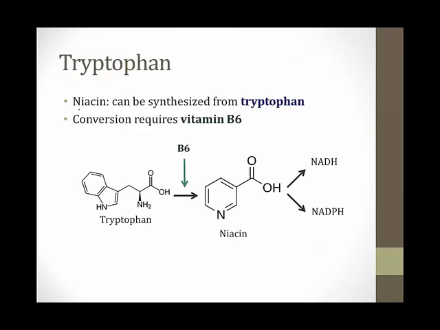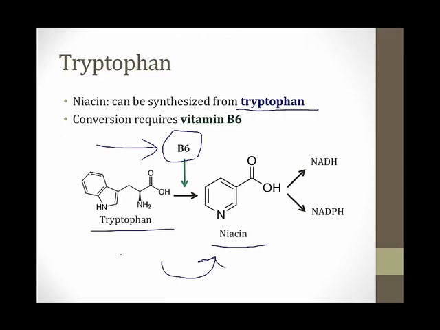Niacin is not a vitamin in the true sense of the word, and that's because your body can synthesize it from the amino acid tryptophan. This is the structure of tryptophan on the screen, and it can be converted into niacin via a process that requires vitamin B6. This is important because, as we'll discuss later, when you are deficient in vitamin B6, some of the symptoms that develop are symptoms of niacin deficiency, and that's because you can't synthesize niacin from tryptophan.